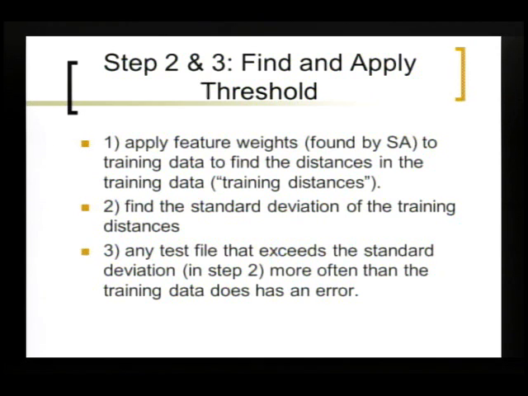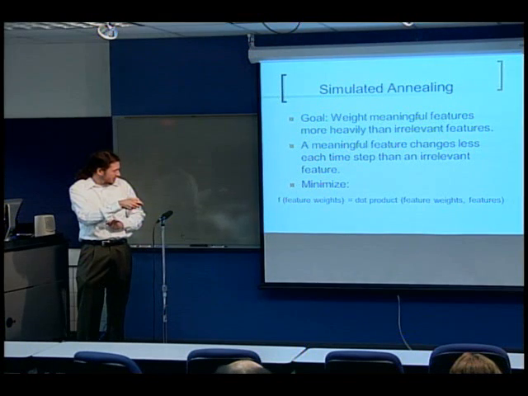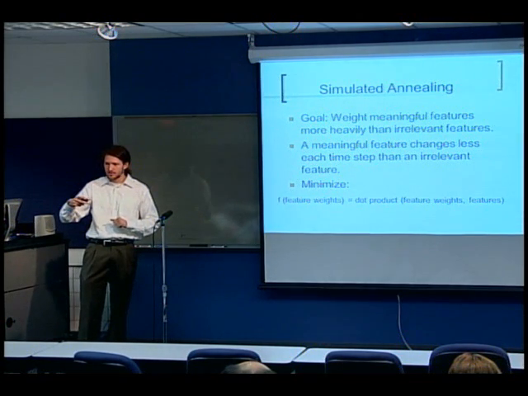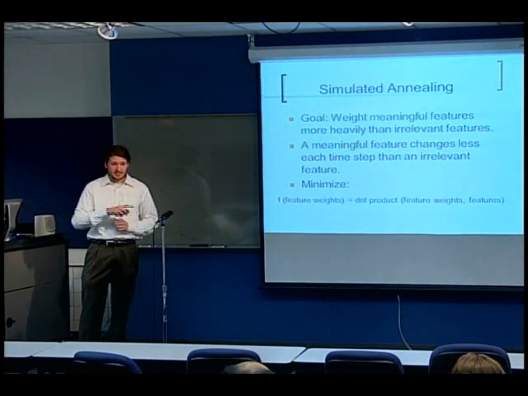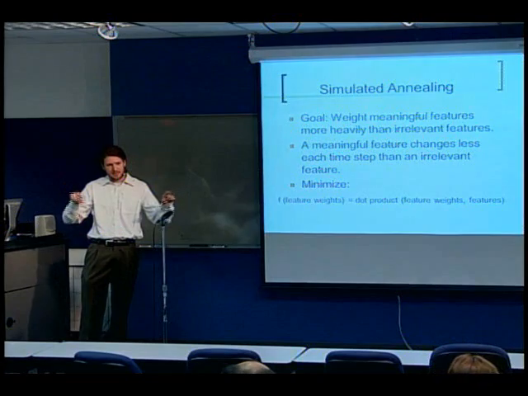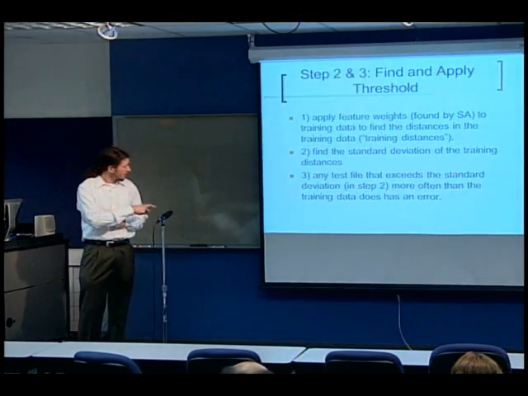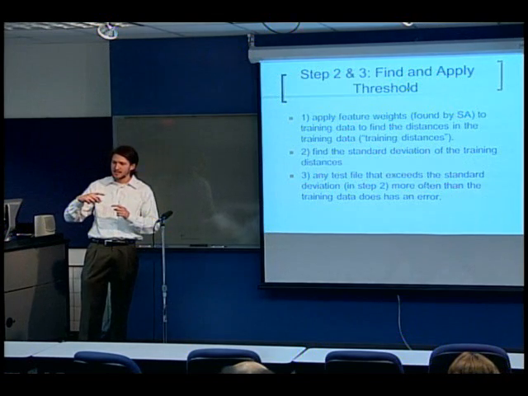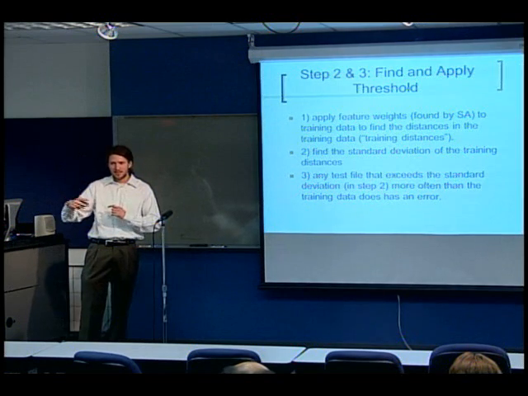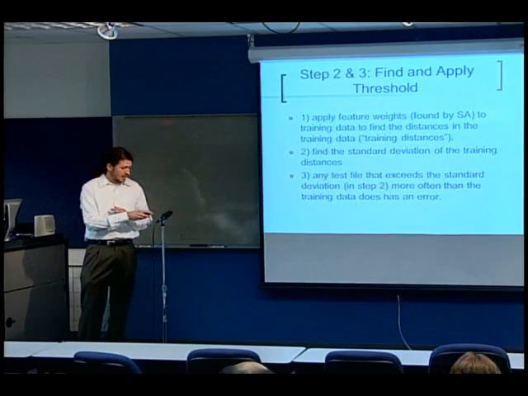I'll go back. I see somebody's confused. Basically, I first do this on the training data: I run the feature weights that minimize the distance through the training data, and then I find the mean distance and one standard deviation away. Then I go through the test data, and any file that has more values outside of the standard deviation than it should, I know that's an error.